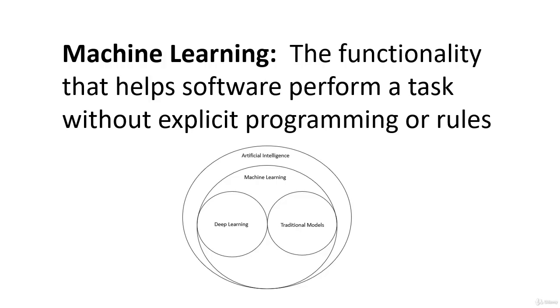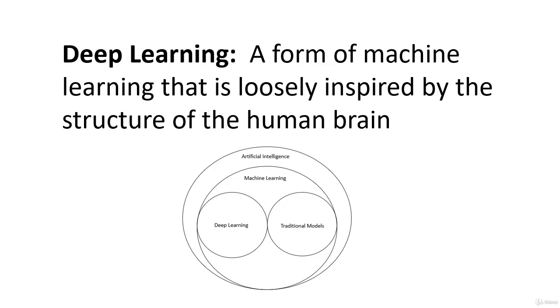We know what machine learning is. Inside machine learning, we have two core groups of models. We have deep learning models and traditional models. So what's a deep learning model? A deep learning model is a form of machine learning that is loosely inspired by the structure of the human brain. Again, that's it for now. Now, within deep learning, there are artificial neural networks, and deep learning and artificial neural networks are related, but we're not going to go there now. Let's just stay as high level as we can.